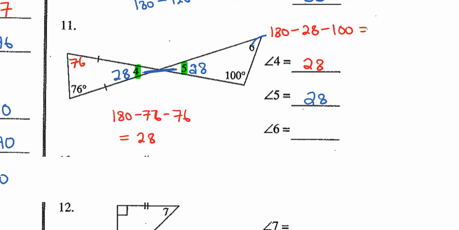That's going to be what? 80 minus 28, which is going to be what? 52 degrees. So angle number 6 is going to be 52 degrees.